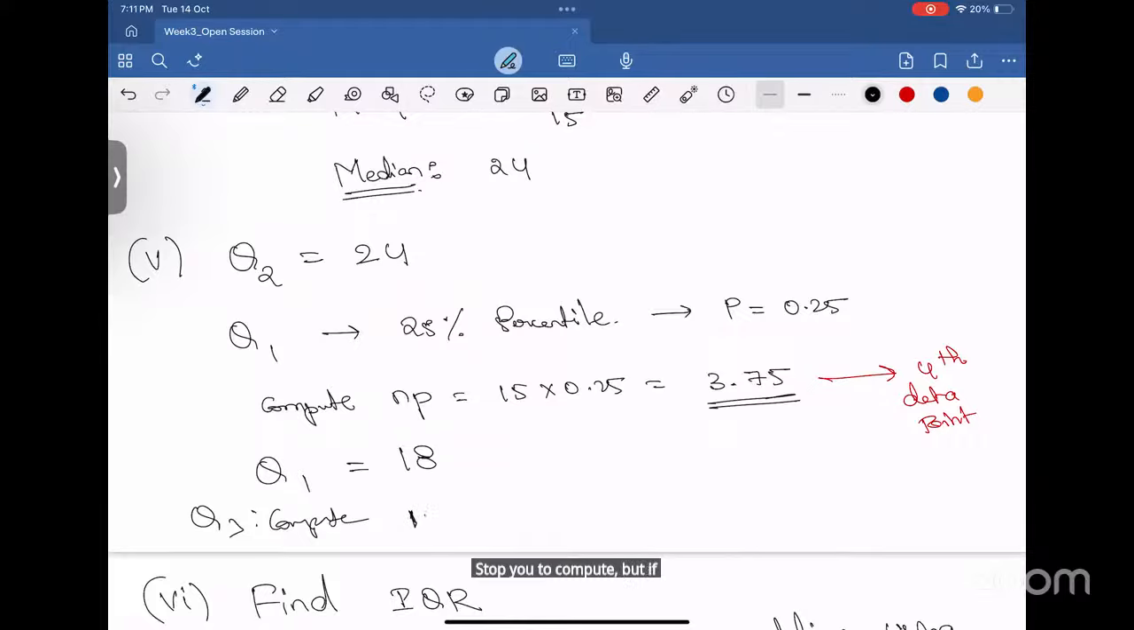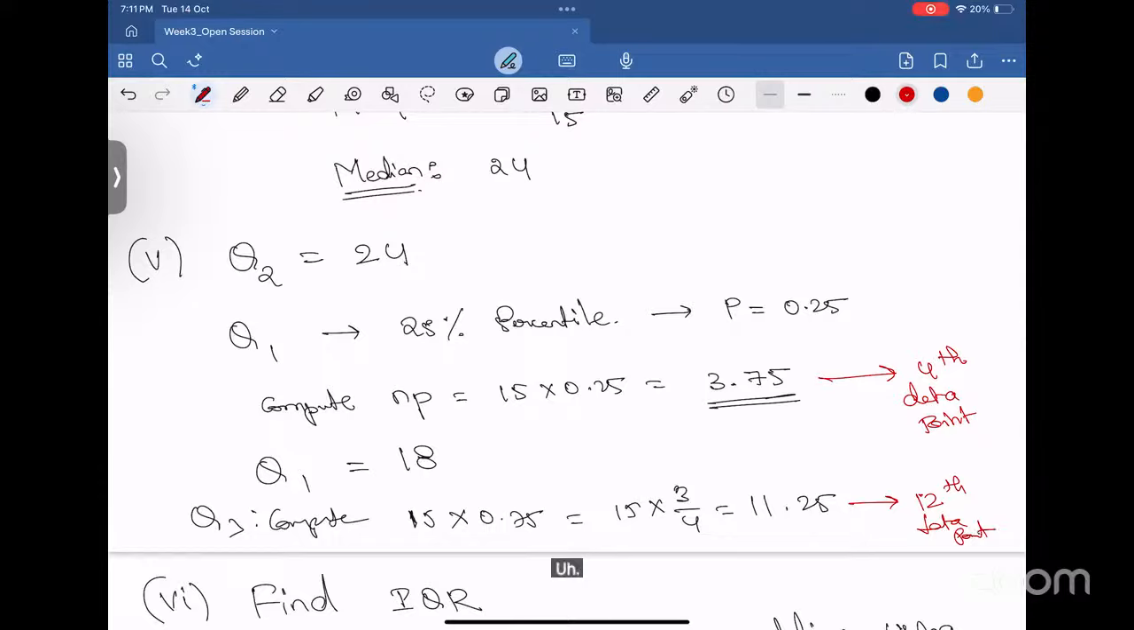But if you compute 15 times 0.75, which is 15 times 3 by 4, which is 45 by 4, which will be 11.25, right? So the next data point will be 12th.